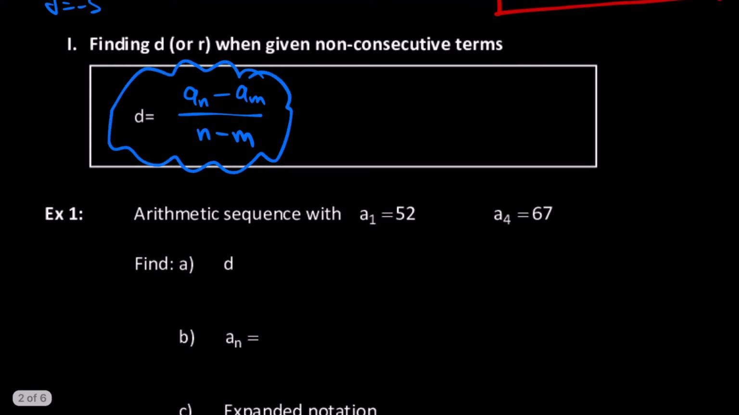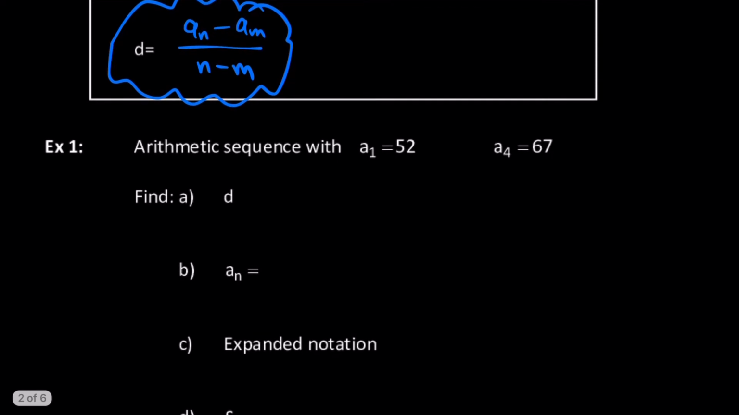So here's an example. Arithmetic sequence, a sub 1 is 52, a sub 4 is 67. It tells me it's arithmetic, so I know I'm adding the same number every time. To get to that, find d. Well, to find d, I'm simply going to take 67 minus 52 and divide that by 4 minus 1. All right, you can throw all that into the calculator, but I can do that relatively quickly. That's 15, that's 3, so d is 5.